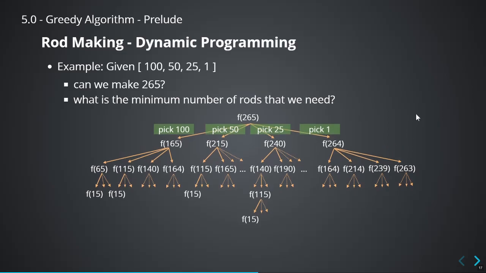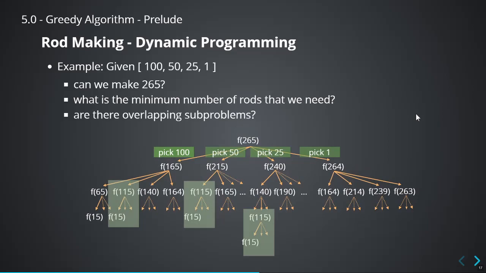Next, can you do dynamic programming? Are there overlapping subproblems? Yes, there are. If I pick 50 twice, I'm going to have to make 115. And then it's like asking what's the minimum number of coins, I keep saying coins, sorry, what's the minimum number of rods that I need to make 115? But that's the same as me picking 100 once, and that's the same as me picking 25 4 times. So you do have overlapping subproblems, so you can use dynamic programming here.